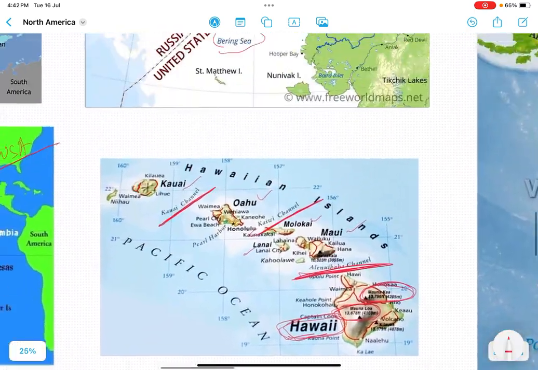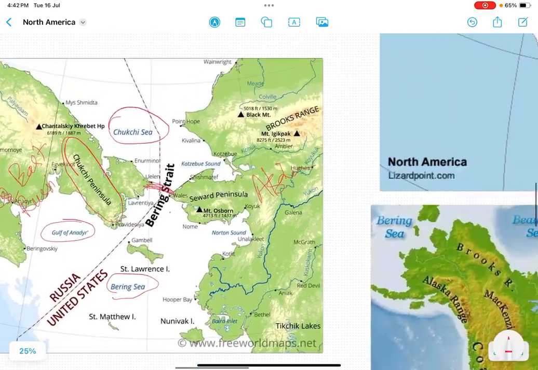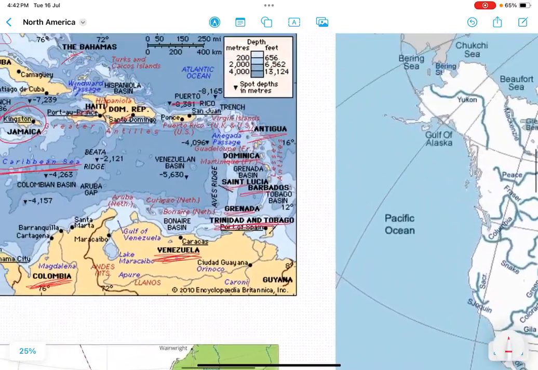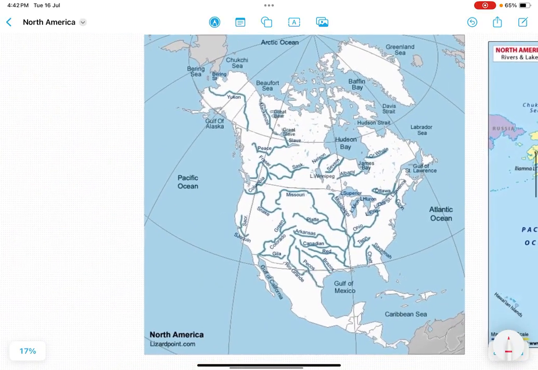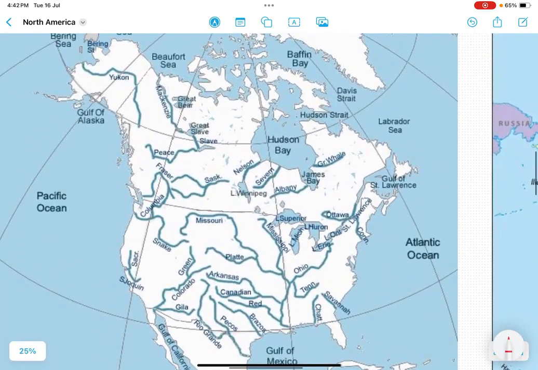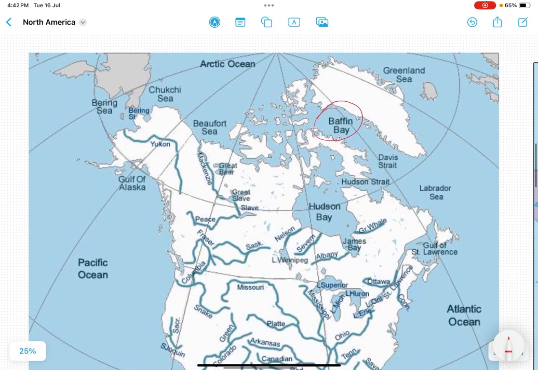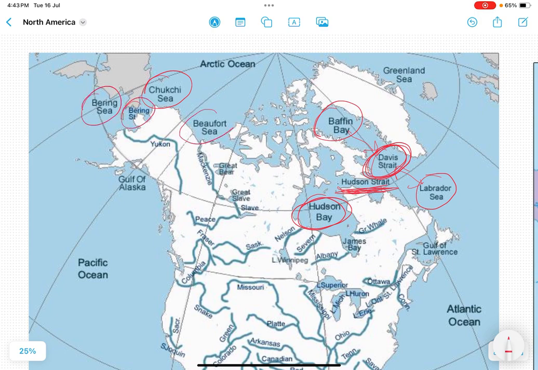Let's see the next map. Next map is of the rivers of North America. So let's see some of the important rivers. We have already studied this is Baffin Bay, this is Davis Strait, this is the Labrador Sea. So Baffin Bay is connected to the Labrador Sea by Davis Strait. This is Hudson Strait. Hudson Bay is connected to the Labrador Sea by Hudson Strait. Then we have the Chukchi Sea, the Bering Sea, the Bering Strait, and the Beaufort Sea.